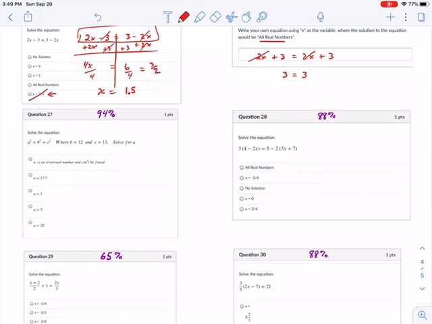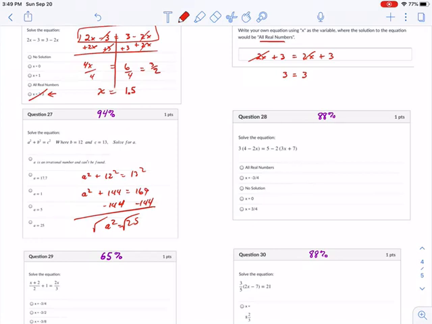27, we got almost all correct. Solving for A, if you put 12 in for B and 13 in for C, that would be A squared plus B squared, which is 12 squared equals 13 squared. You have to square those. A squared plus 144 equals 169, and then subtract 144 from both sides. Oops. Subtract 144. So A squared equals 25, and then square root.